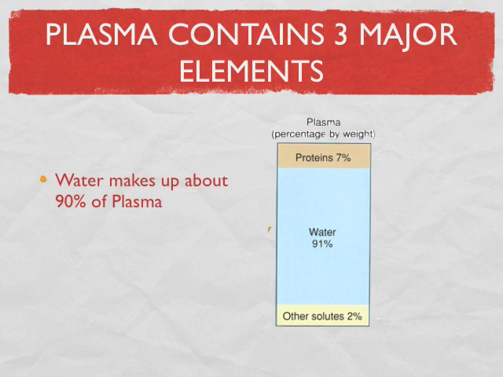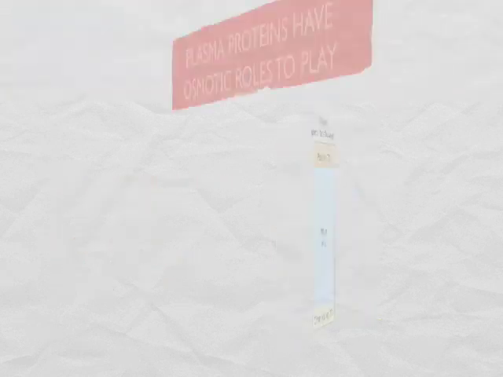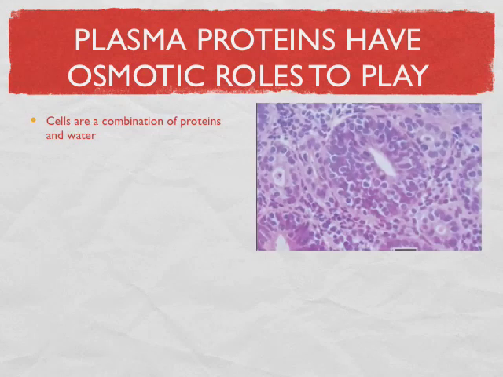And the other 2 components that you see there are the proteins and the solutes. So let's discuss the proteins for a moment. They are the larger of those 2, and the majority of that other 10%. So what are proteins doing running around in our plasma? Well, proteins have several roles to play. These proteins are produced by the liver, but probably the most important one is their osmotic role.